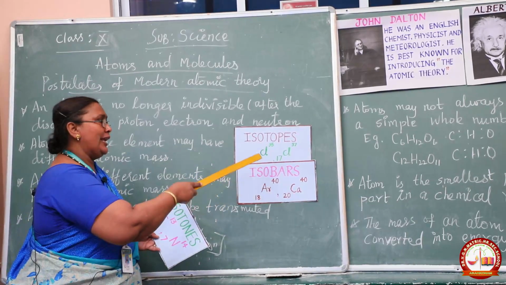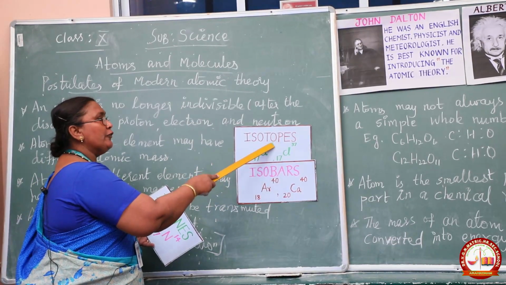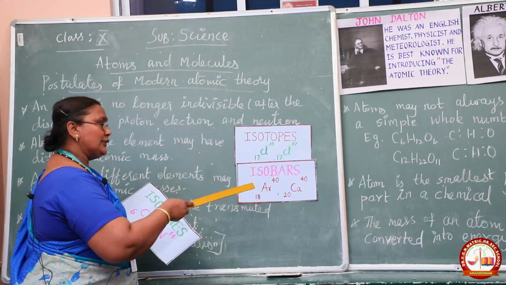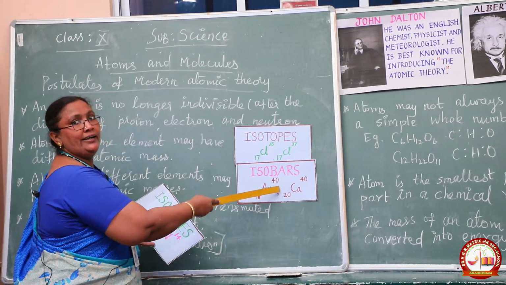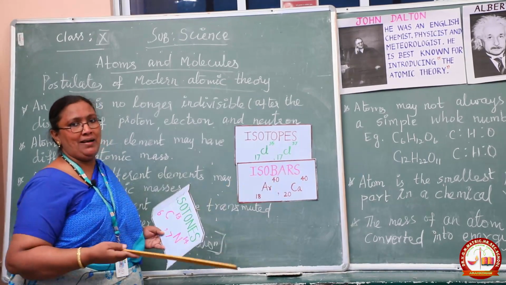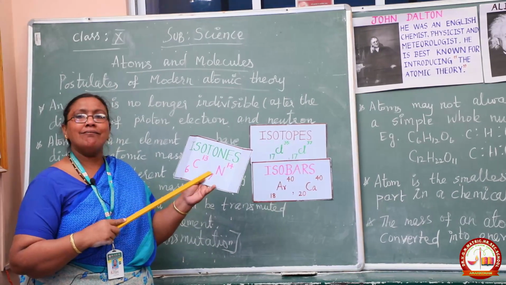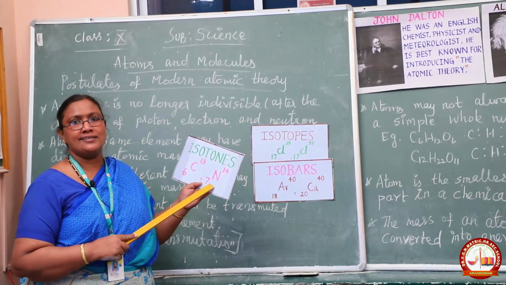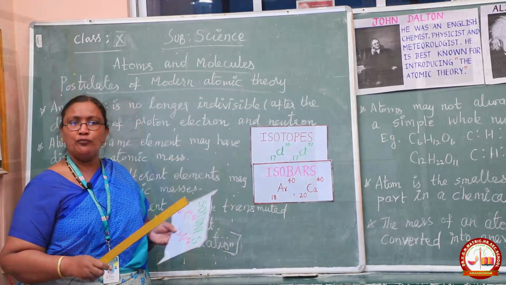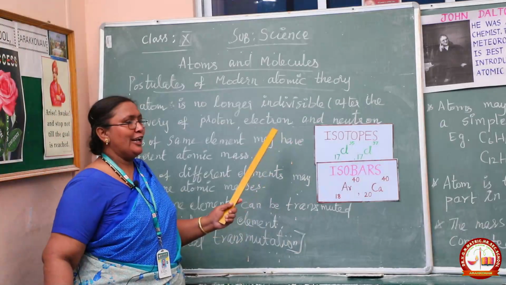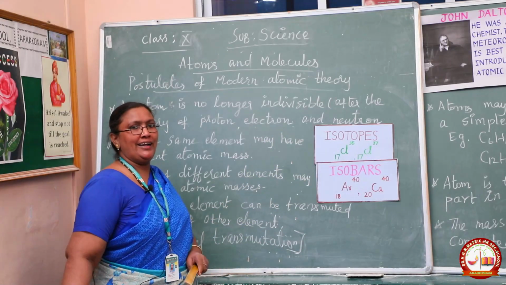Isotopes are the same element existing with different atomic mass. Isobars are different elements existing with the same atomic mass. But isotones are different elements having the same number of neutrons. That is isotones. Are you able to follow, students? I think you understand.